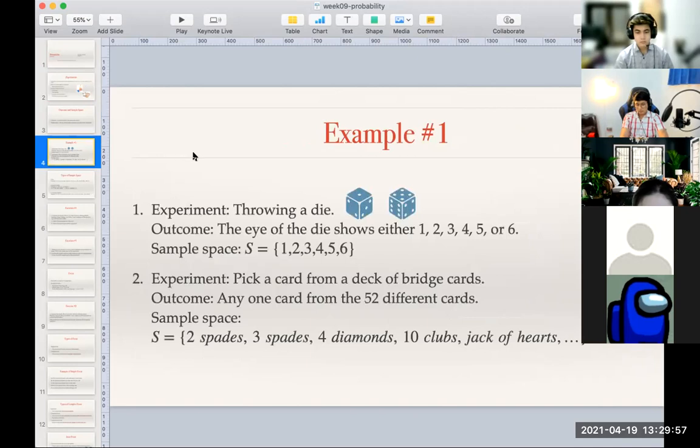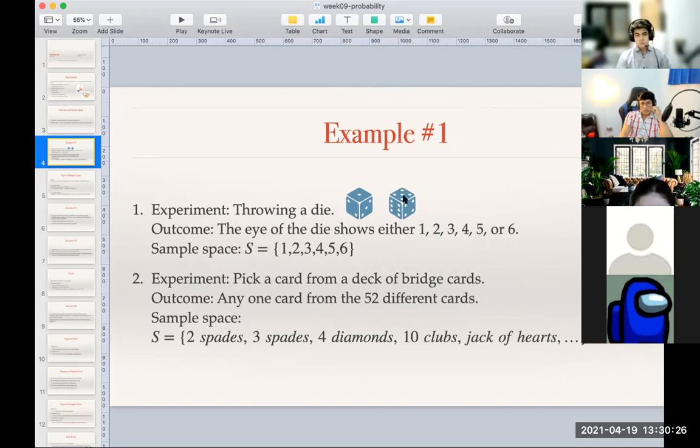Yeah, similarly, this is also another example. Another example, for example, throwing a die. You know that a normal die has 6 sides, showing the eyes of the die starting from 1, 2, 3, 4, 5, 6. So when you throw one die, it can come up with either 1, 2, 3, 4, 5, or 6.